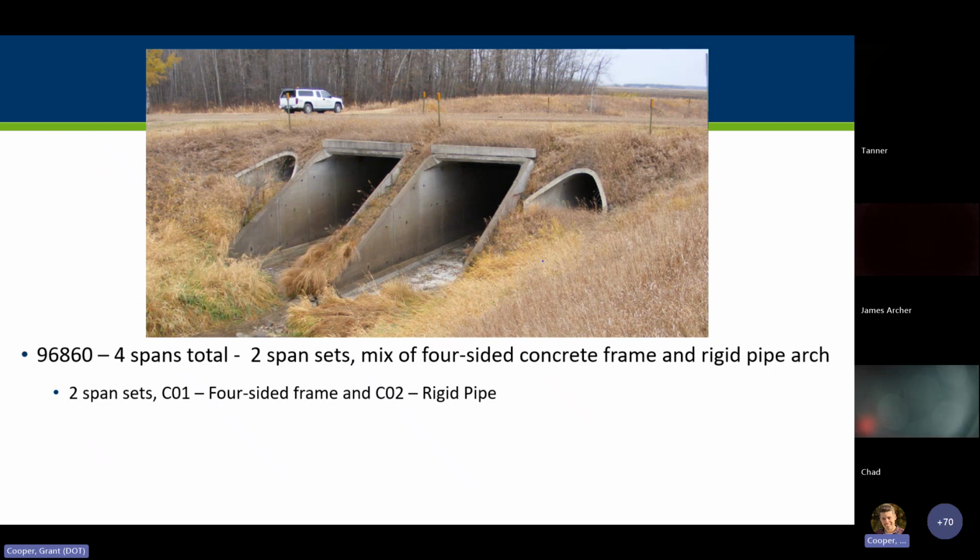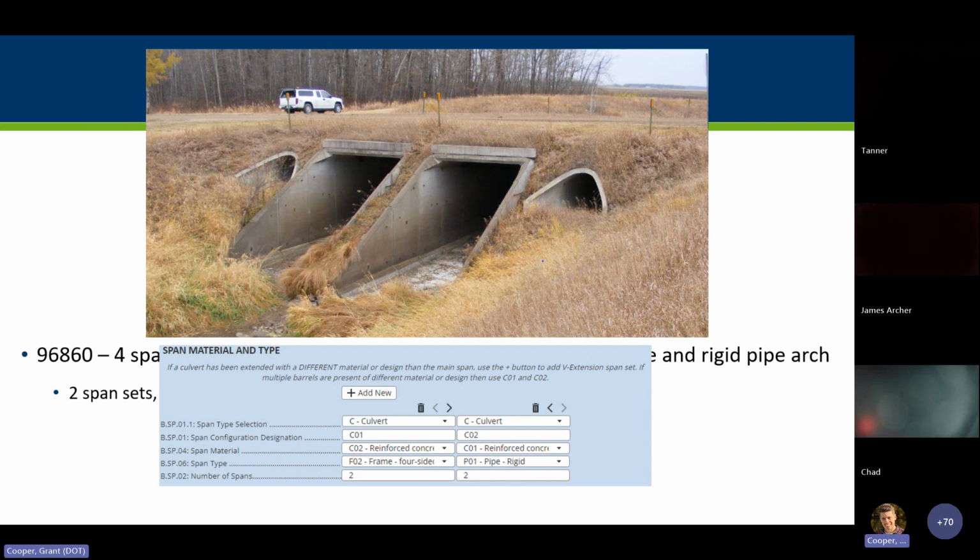Another example, this one has 4 spans and 2 span sets. So there's going to be a span set for the rigid pipe arch on either side, and then a span set for the 4-sided frame. This is what it would look like in your form. This may not be migrated in this way. So if you do have structures like this, you may need to add a span set, most likely for the rigid pipes.